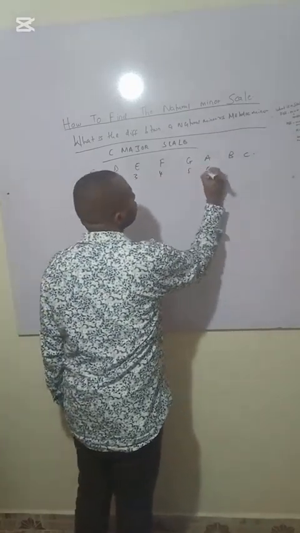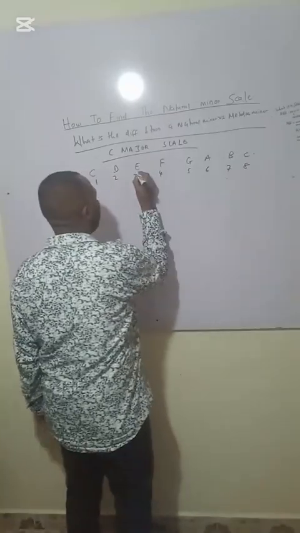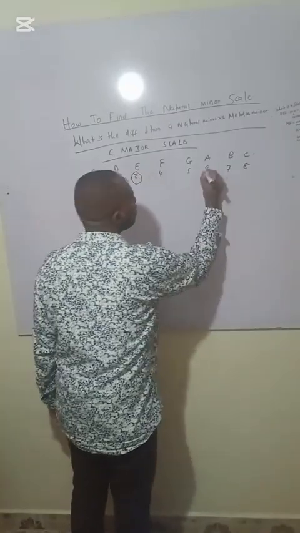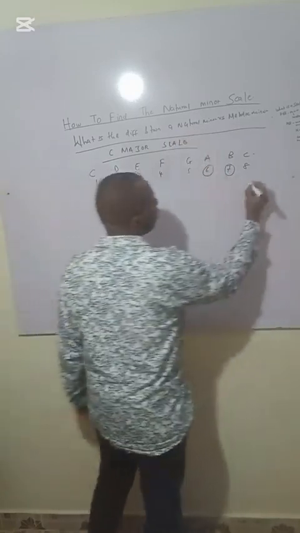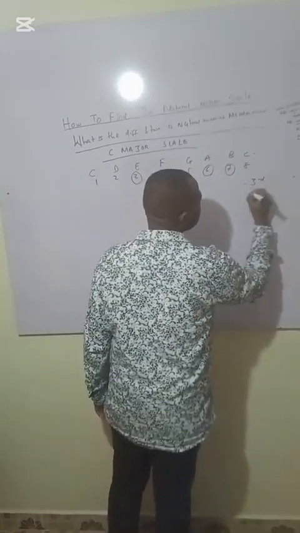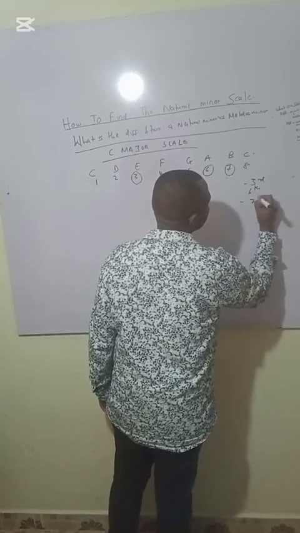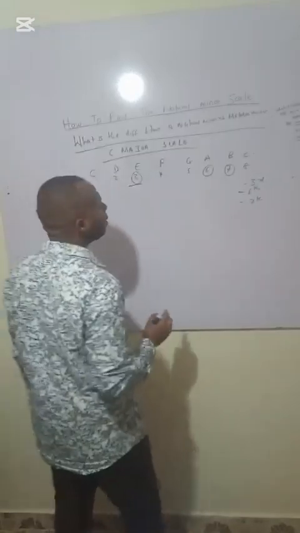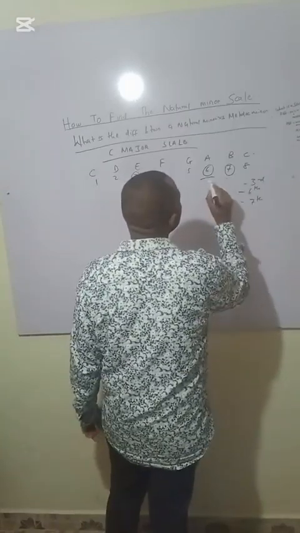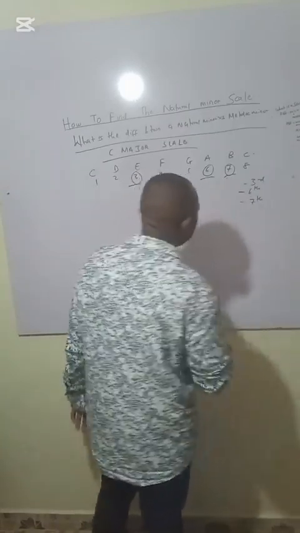Let me just write it. So you're going to flatten the third, the 6th, and the 7th. For you to find a natural minor scale, we are flattening the third, the 6th, and the 7th. Very easy. So guys, we are flattening the major third, the major 6th, and the major 7th.